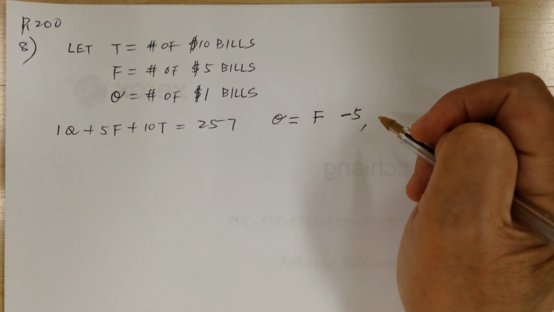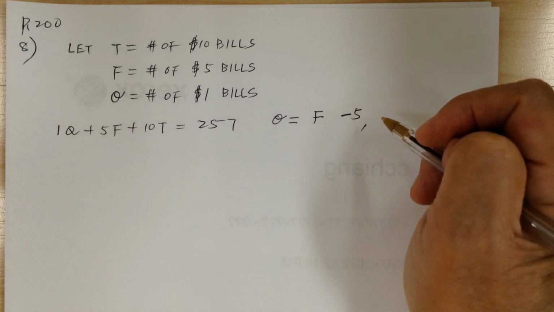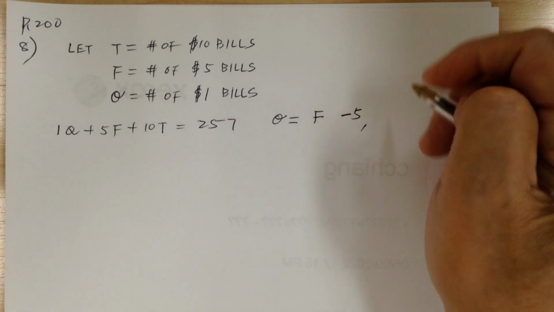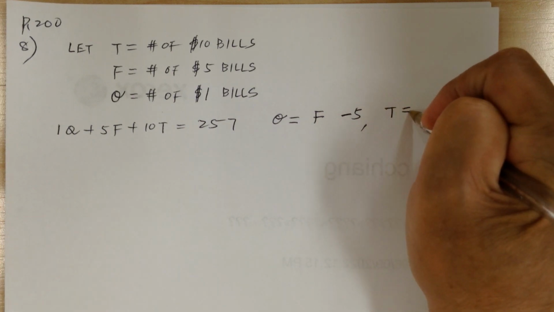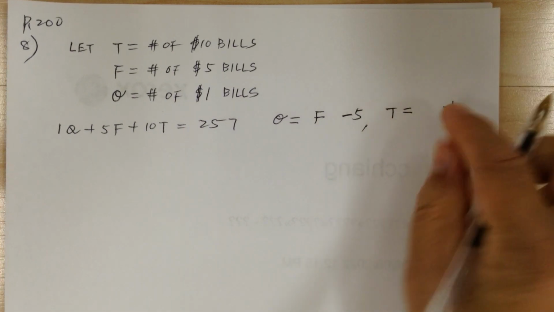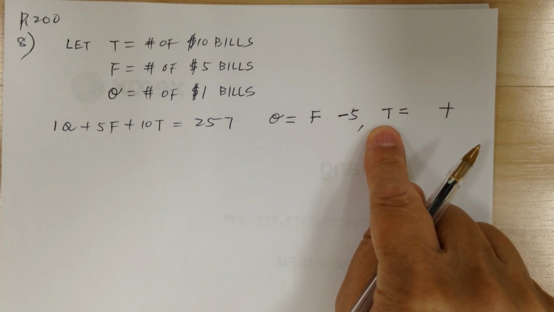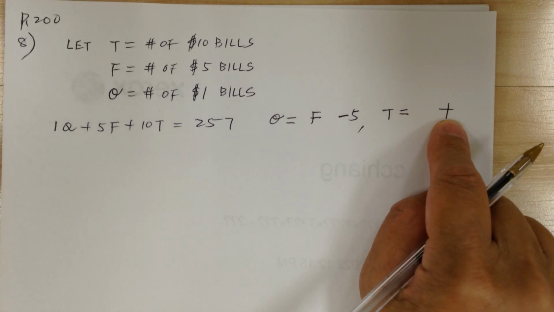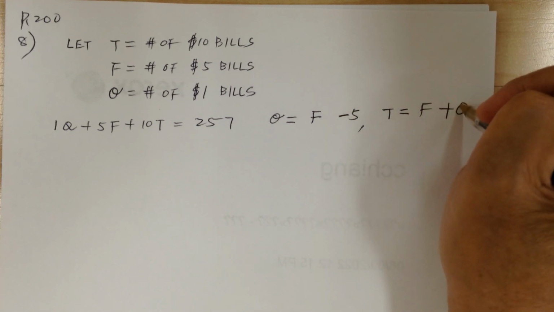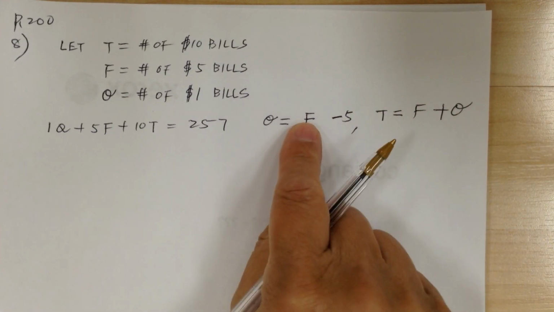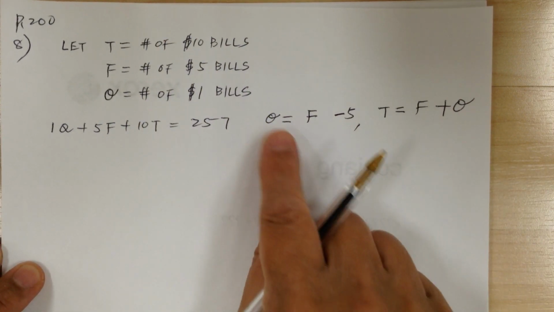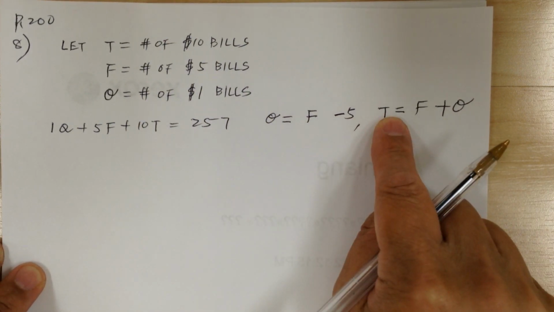Okay, and then the next sentence, as many as $10 bills. So you got $10 bills as the sum, which means you're adding 2 things together, right? So $10 bills is the sum of the $5 and the $1 bills. Okay? So that's how you translate. Again, you got 3 variables, you need to get 3 equations.